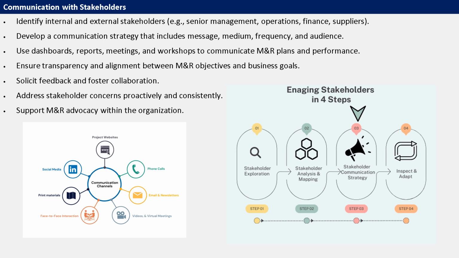Utilize tools like dashboards, performance reports, regular meetings, and workshops to effectively share M&R plans, initiatives, and performance results with stakeholders. Ensure full transparency and demonstrate clear alignment between M&R objectives and broader business goals to build trust and strategic support. Actively solicit feedback from stakeholders and foster a collaborative environment that encourages open communication and continuous improvement. Proactively address any stakeholder concerns or issues with consistent communication and action to maintain credibility and support. Advocate for the importance of maintenance and reliability within the organization by highlighting its strategic value and contributions to business success.